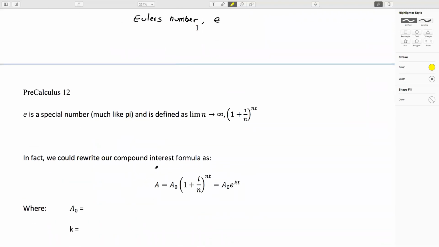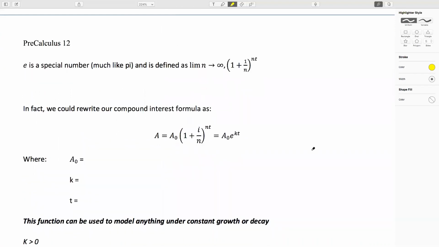It's a special number, much like pi. It's defined as the limit as n approaches infinity of (1 plus i over n) to the nt, but that's not the only way to define it. And if you go and take much more mathematics, you will see this number a lot. This number is involved in solving quadratic equations that don't necessarily have answers. There are applications in what are called imaginary numbers. You use this a lot anytime you're doing exponential growth or decay, because it turns out it's a very convenient way of modeling things.